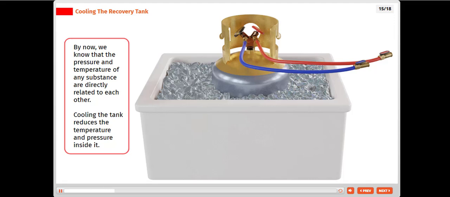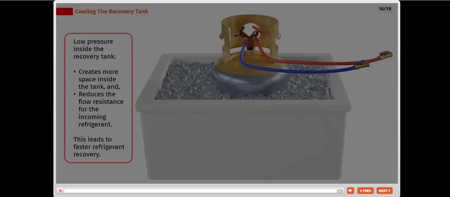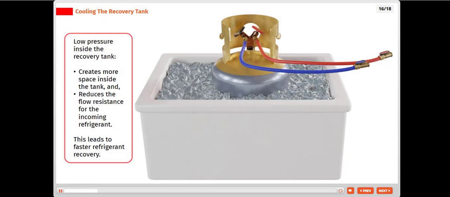By now, we know that the pressure and temperature of any substance are directly related to each other. Cooling the tank reduces the temperature and pressure inside it. Low pressure inside the recovery tank creates more space inside the tank and reduces the flow resistance for the incoming refrigerant. This leads to faster refrigerant recovery.